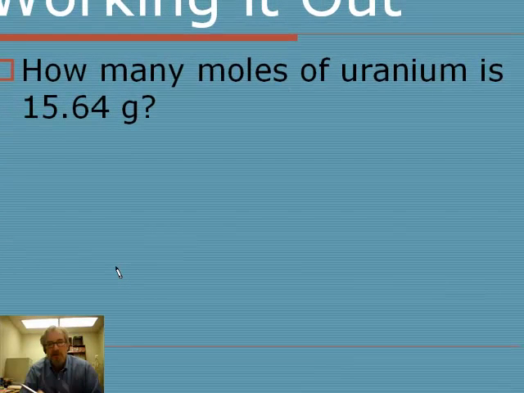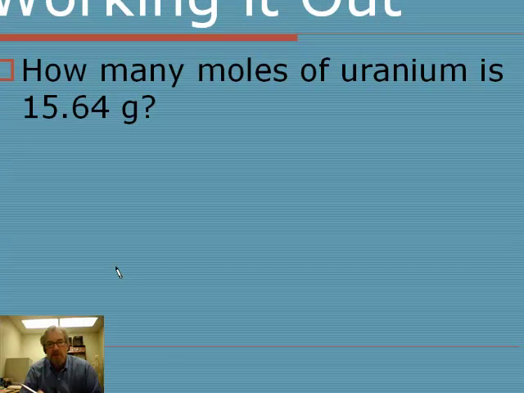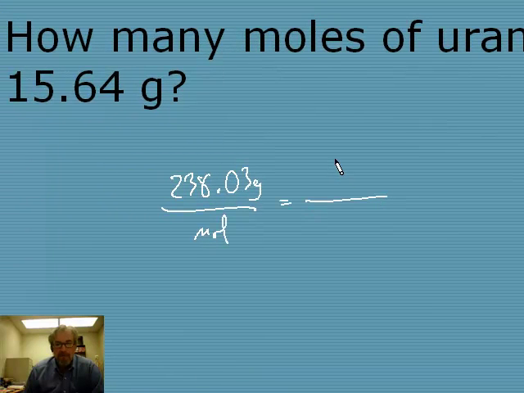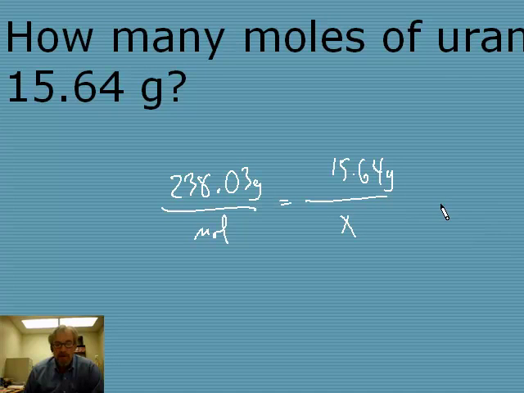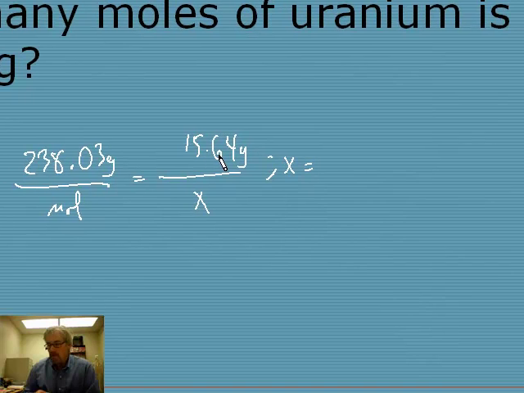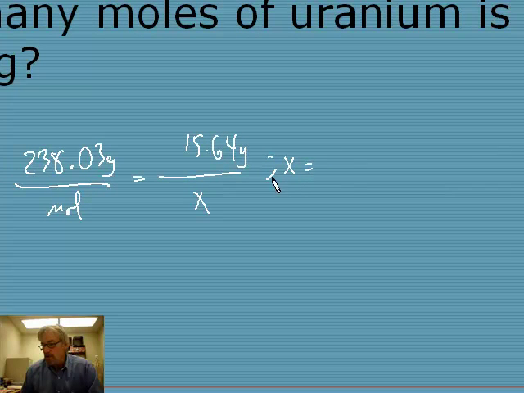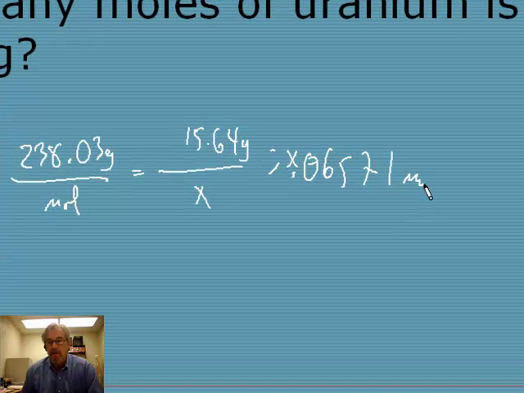You try this one. How many moles of uranium is 15.64 grams? Stop the video and try it out. Okay, here's your answer. If you look up uranium on the periodic table, you find out that it's 238.03 grams per mole. So 15.64 grams is X moles. Cross multiply and divide, and you can find your answer. I should have 4 sig figs in my answer, and I get 0.06571 moles.